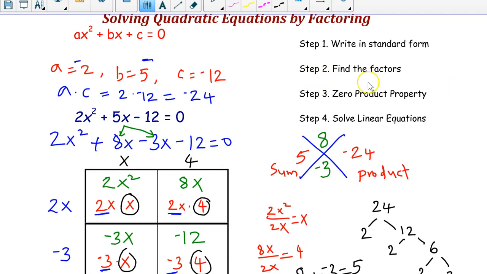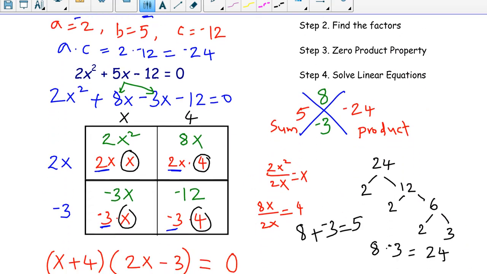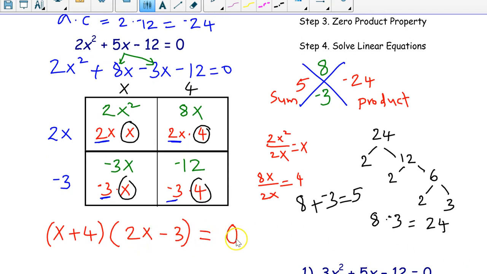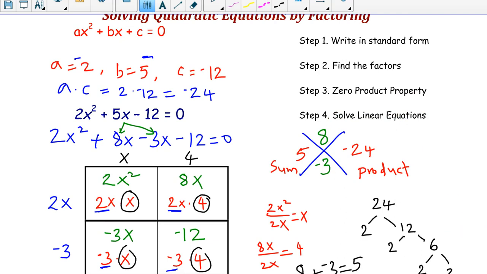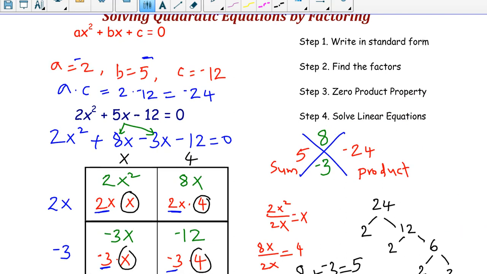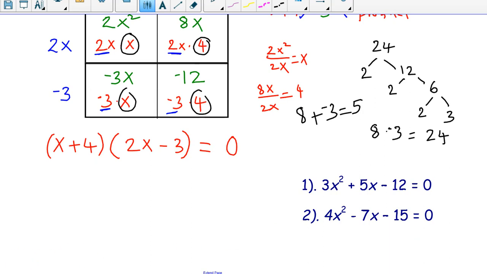You got the factors. Now from the factors, you go to the zero product property. What is that zero product property telling me? It tells that whenever the product of two or more factors is equal to 0, then either the first factor is 0 or the second is 0, or both of them are equal to 0. So after writing zero property, I just have to solve those two linear equations. Okay, so let us do that.